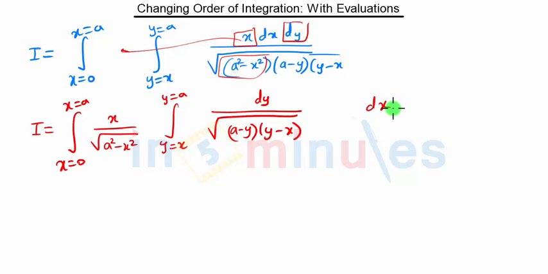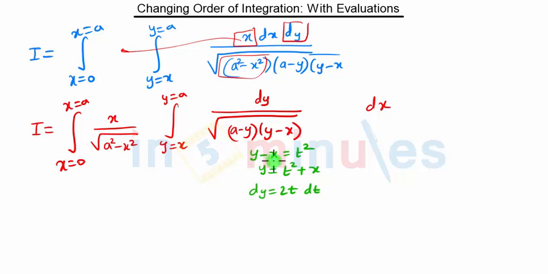Now if you see, this is a very complex integration because in the denominator we have a minus y and y minus x. So we are going to do some type of substitution. We substitute y minus x equal to t square. Then y will be t square plus x. Then dy will be 2t dt.